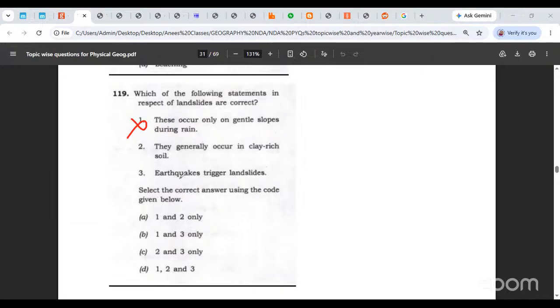Do you have an opinion on the second statement of this question? Question 119. Can you see the second statement there? The landslides will occur in clay rich regions. Does this statement hold any truth? सही है, गलत है, क्यों नहीं है? ऑप्शंस मत बताइए, सिर्फ हाँ या ना कहिए. स्टेटमेंट सही है या स्टेटमेंट गलत है? सेकंड स्टेटमेंट.